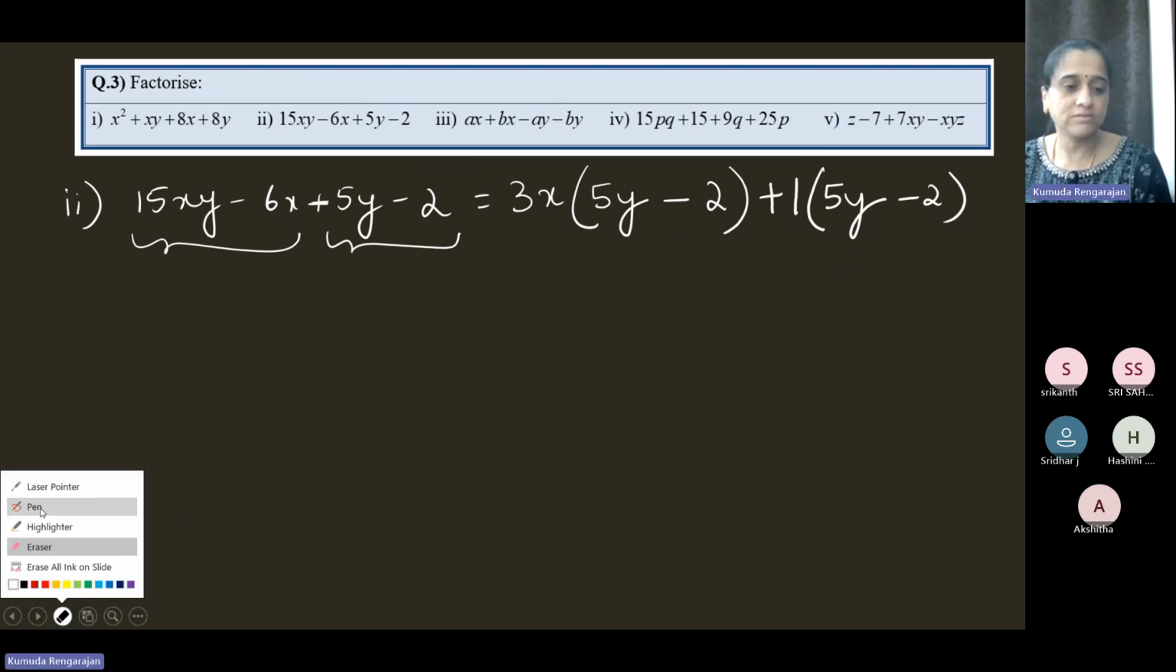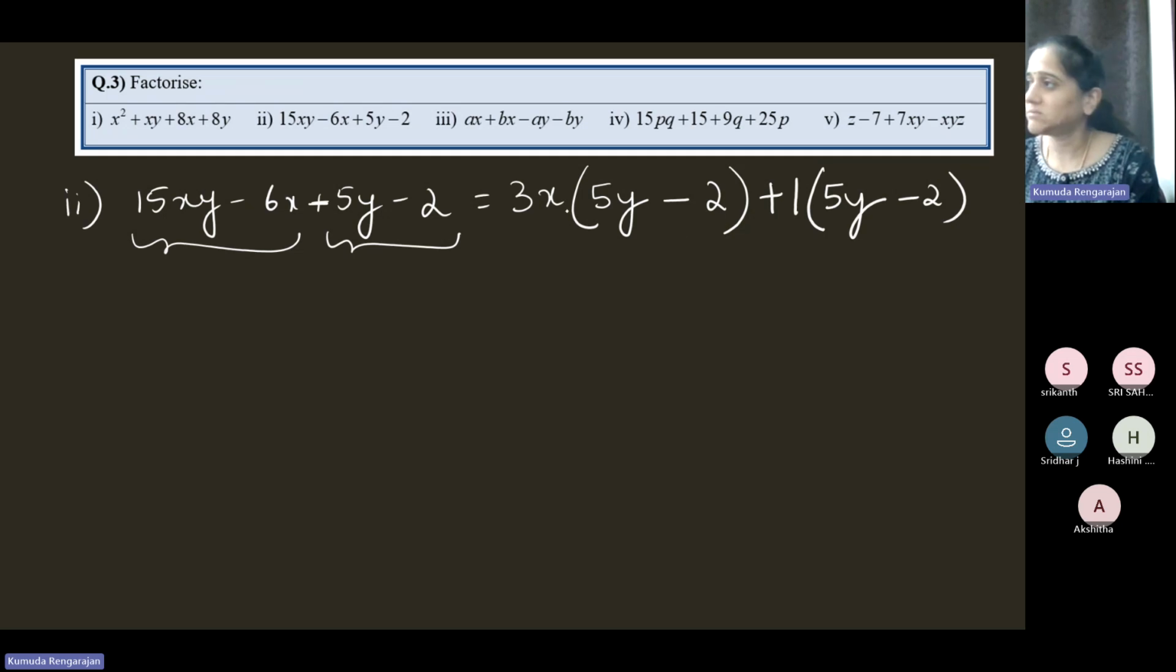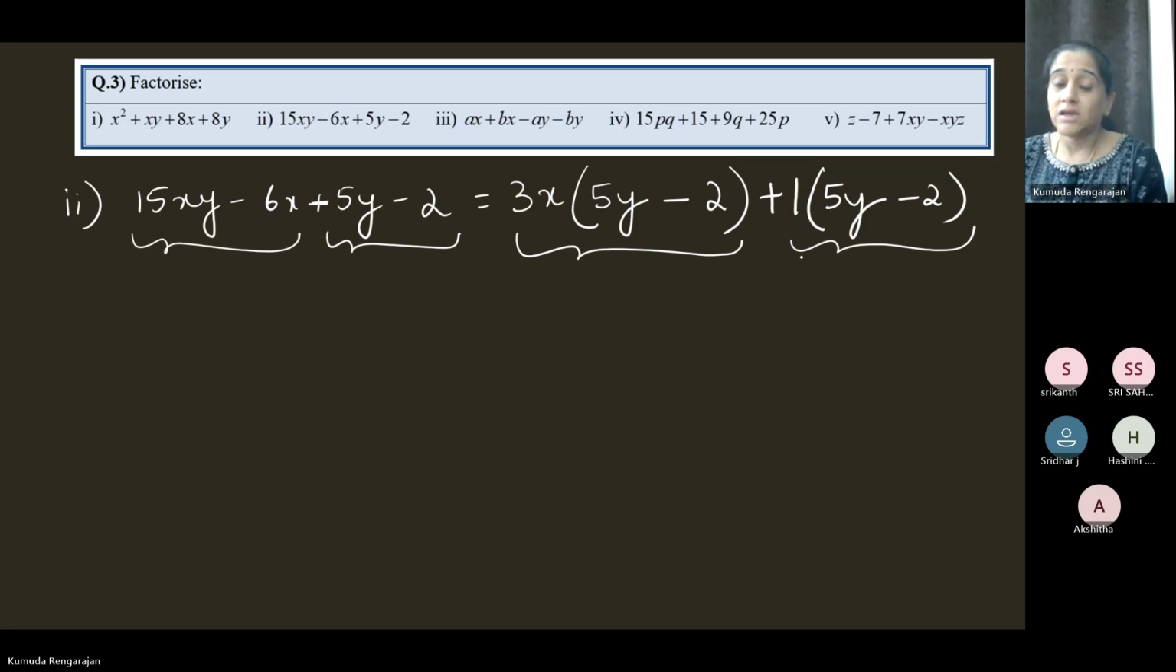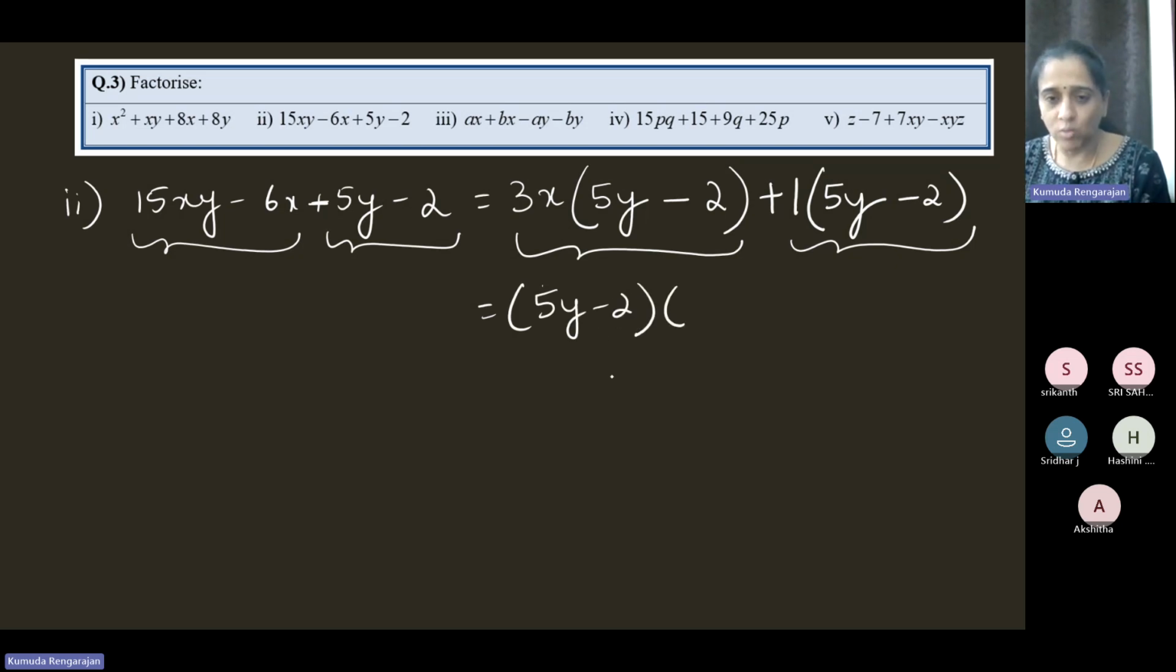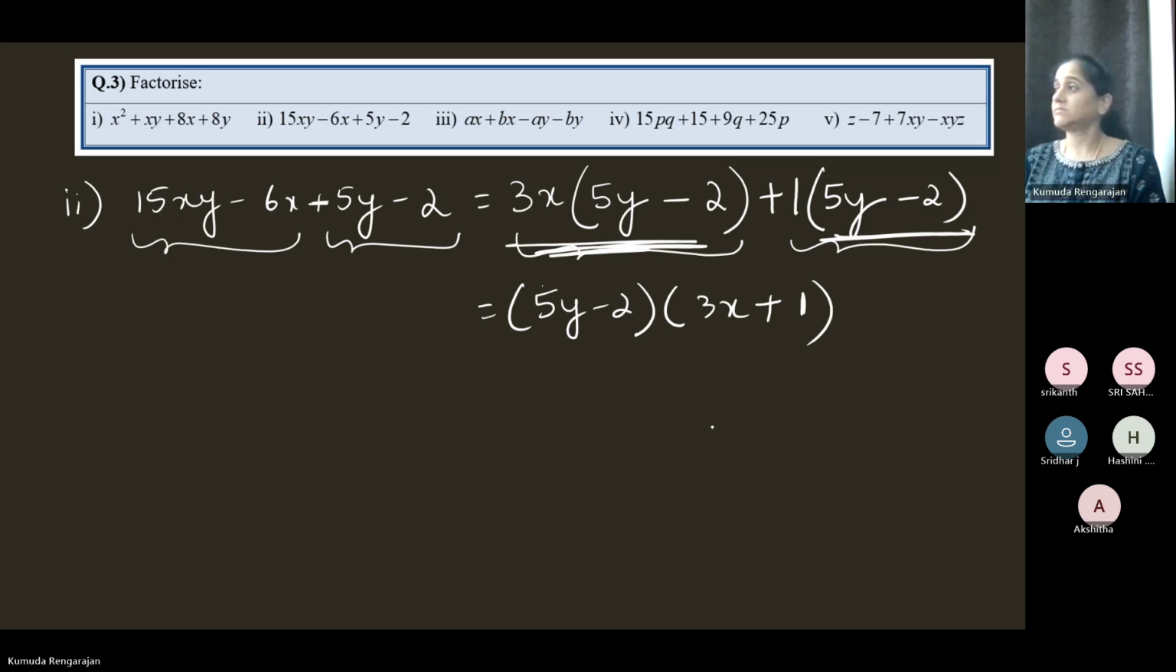So the next step. Earlier we had 4 terms. Now after the first step in grouping, we have only 2 terms. Between these 2 terms, what is common? 5y minus 2 is common. So 5y minus 2 into what will give you the first term? 3x. Plus 5y minus 2 into 1 will give you the second term. So basically write 5y minus 2 once and 3x plus 1 in the other bracket.